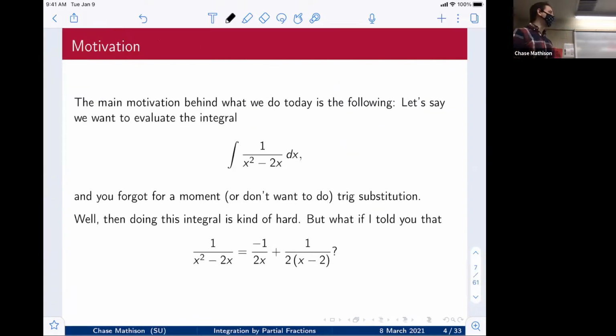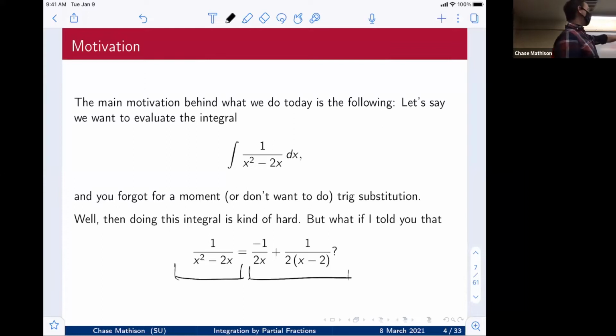Well, then we're kind of out of luck unless you realize that 1 over x squared minus 2x is the same thing as minus 1 over 2x plus 1 over 2 times x minus 2. How did I know that? Well, that's what today is all about, is figuring out how to make a rational function on the left look like the thing on the right.